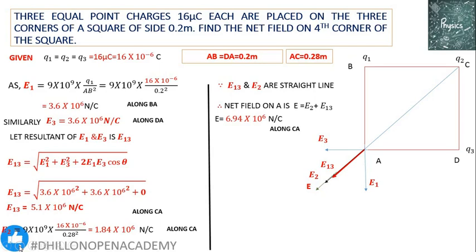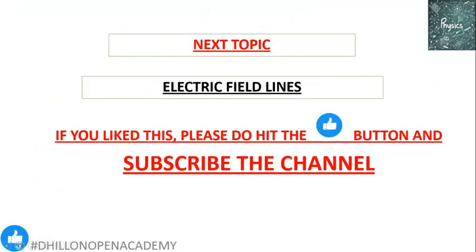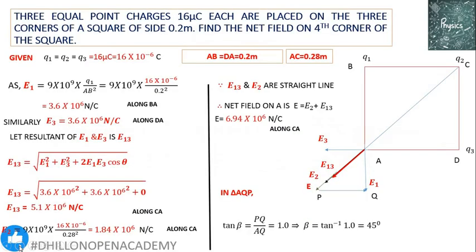If you want to prove that it is actually acting along CA, you can drop a perpendicular from the E net field onto the direction of E1. We will have a right angle triangle AQP, in which you can find tan beta, which will again come out to be beta equal to 45 degree. So in this way, we can solve the numerical problems based upon the electric field due to single point charges as well as the superposition principle.